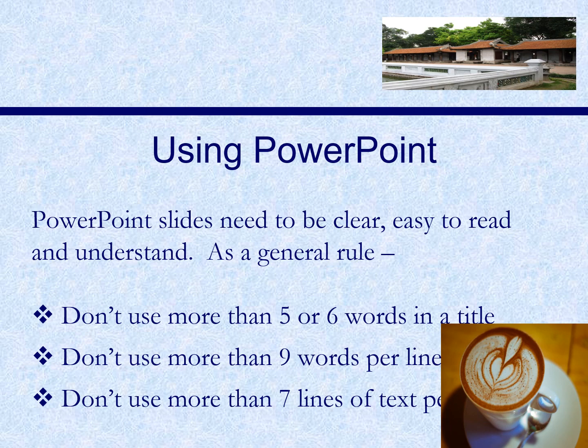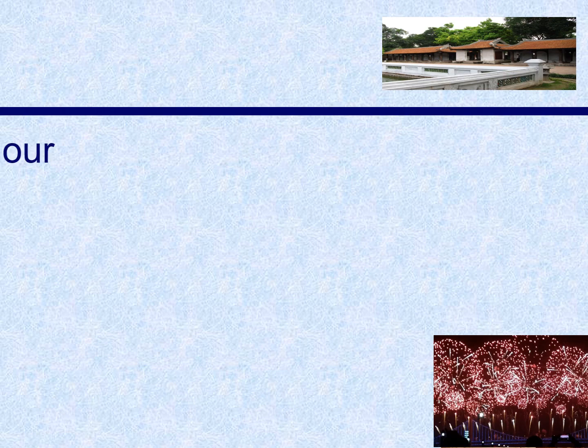PowerPoint slides need to be clear, easy to read and understand. Generally, rules include don't use more than 5 or 6 words in a title. Don't use more than 9 words per line. Don't use more than 7 lines of text per slide. It needs to be a small enough amount of material on the page in a large enough font that people sitting in the audience can read it.